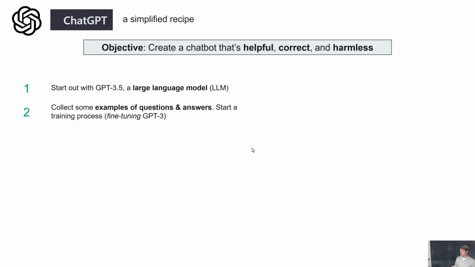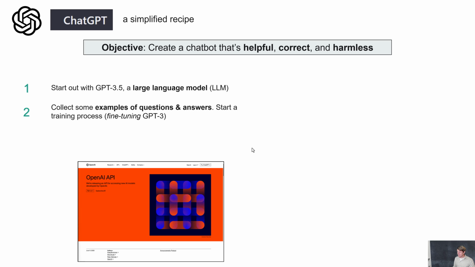So where do you find these examples, by the way? Well, OpenAI has had an API open since the release of the older GPT-3 model series in 2020. And via this API, they've collected a bunch of examples of questions and answers. So we provided them with the training data.